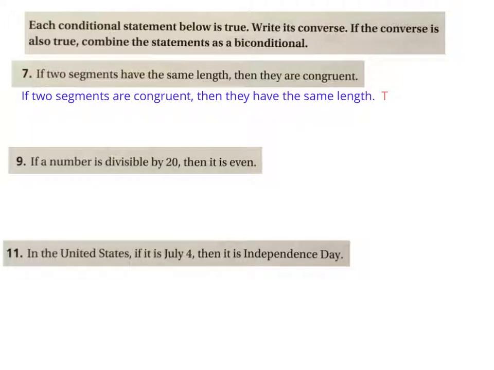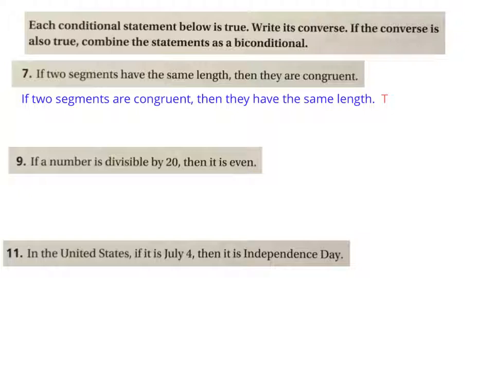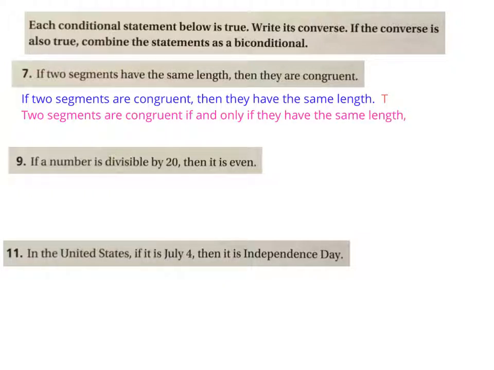So let's do that. How do we write it as a biconditional? Well, we could say it's the if and only if statement. So let's say, two segments are congruent if and only if they have the same length. Yep. That's how you do it.